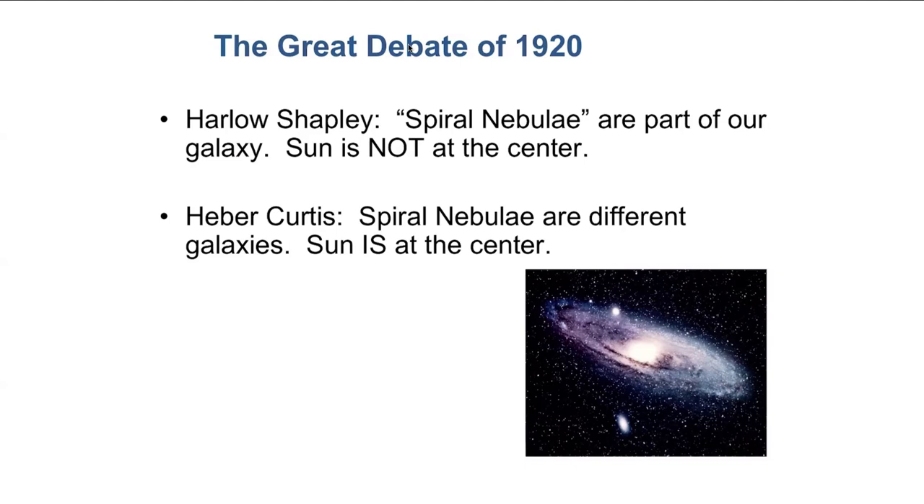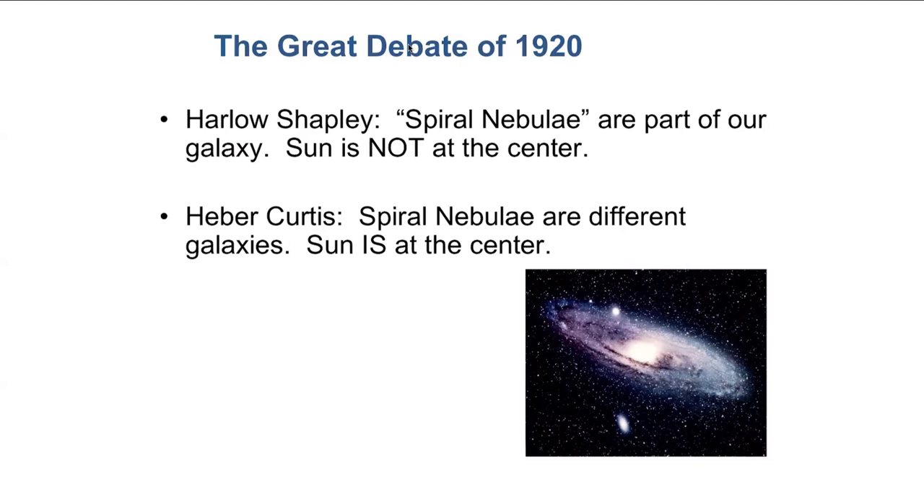Curtis, on the other hand, argued that these spiral nebulae are in fact what he called island universes. They are distinct and separate from the Milky Way and comparable in size to the Milky Way. He also, though, argued that the sun is at the center of our own galaxy. And so neither one of them won the debate that day because nobody really knew how far away these things were. And until you understand the distances to these objects, you really can't get a handle on any physical parameters of them.